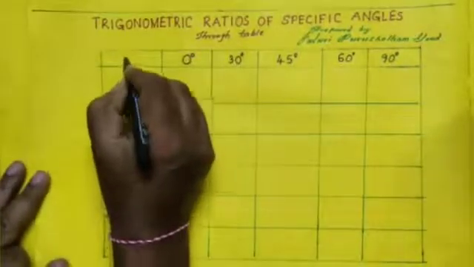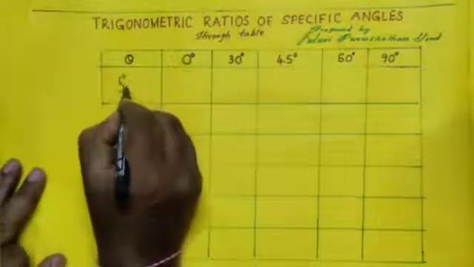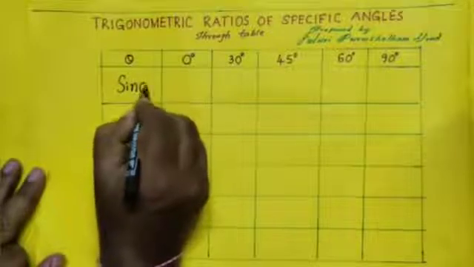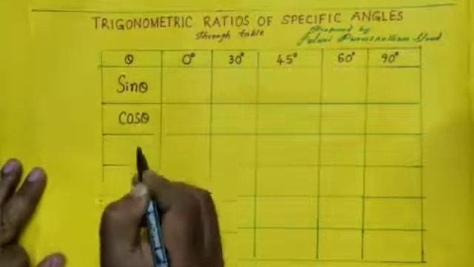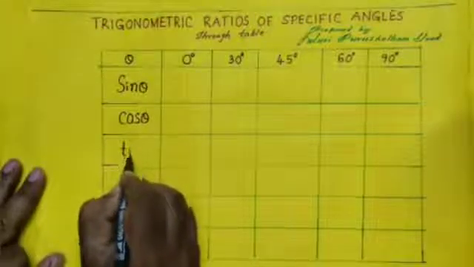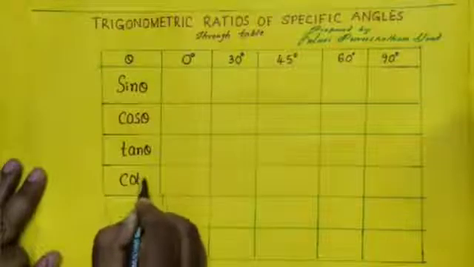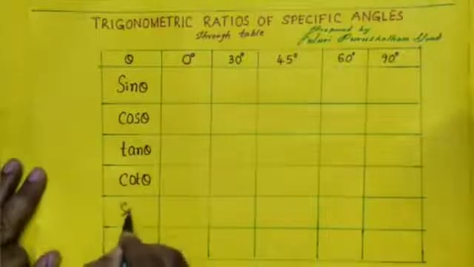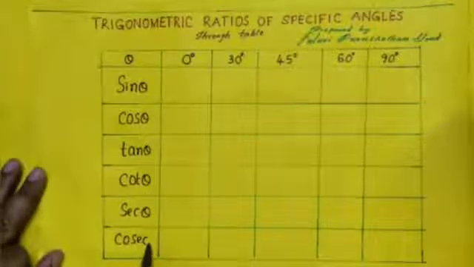Okay, here the angles theta. First sin theta, cos theta, tan theta, cot theta, sec theta and cosec theta. Okay, you have to remember in this order.